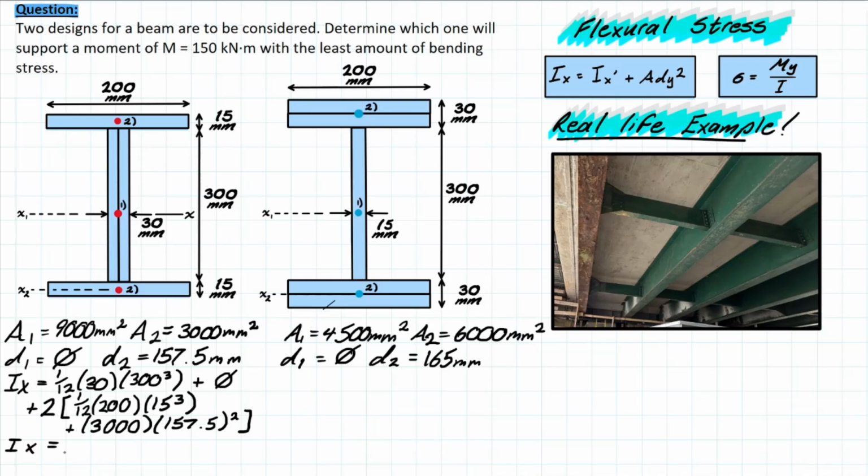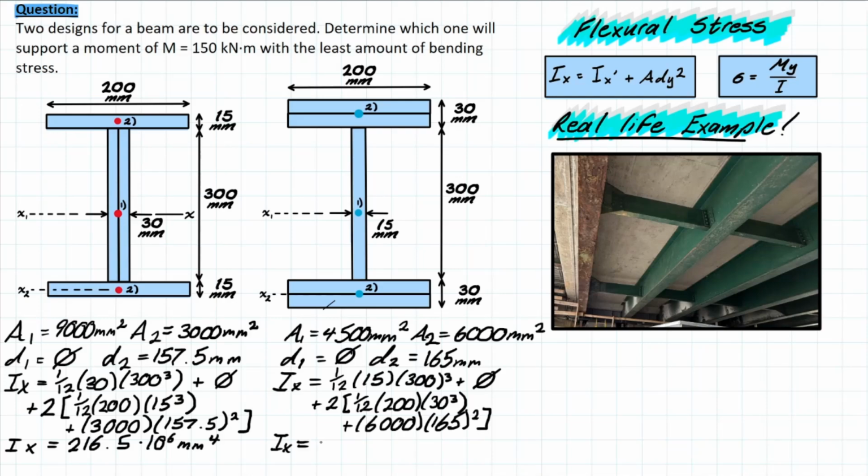Ix is going to be equal to 216.5 times 10 to the 6 millimeters to the 4. And we do the exact same thing for the other side of this problem as well. And your solved inertia value for the second member is 361.4 times 10 to the 6 millimeters to the power of 4. And now we can go ahead and finally start plugging in to our flexural formula to see the stresses developed in each member.